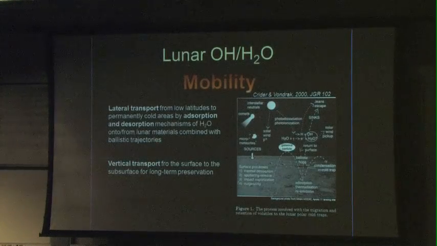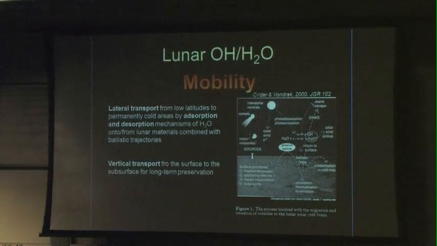Now I'm going to finish my talk with the mobility of water at the surface of the moon. We know there is water, or OH, at the surface of the moon, but none of the models that I just talked about explain the distribution. They just explain the presence of water. And we have to consider that water, or OH, is transported from the point where it is delivered at the surface to the regions where it is observed at the moment.